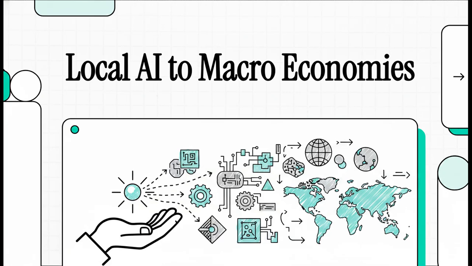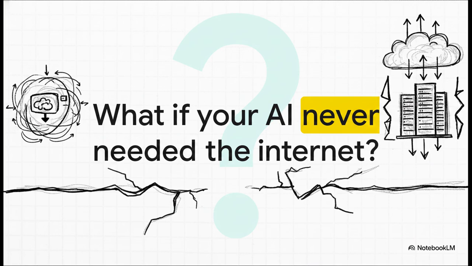Welcome to this explainer. Today we are taking a pretty wild journey. We're going to start right in the palm of your hand and travel all the way out to the abstract future of global economics, all through the lens of the latest advancements in artificial intelligence. We're living through an incredible transition right now, and the very foundation of how we interact with AI is fundamentally shifting.